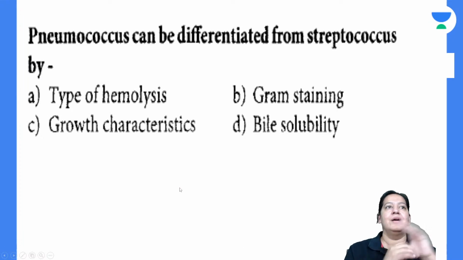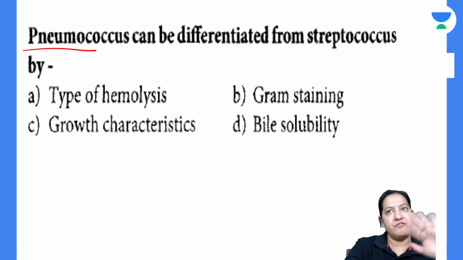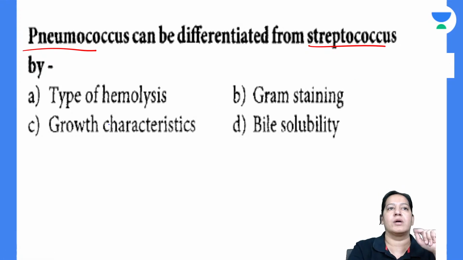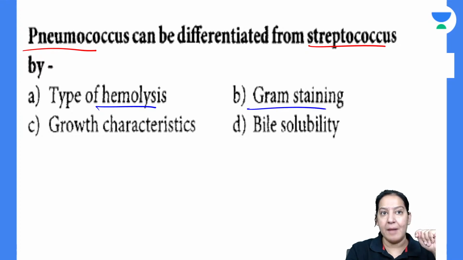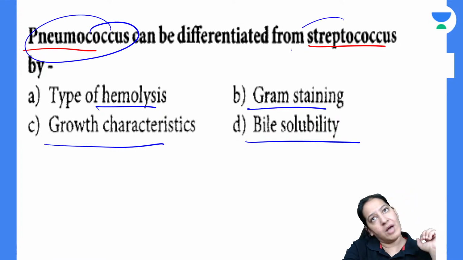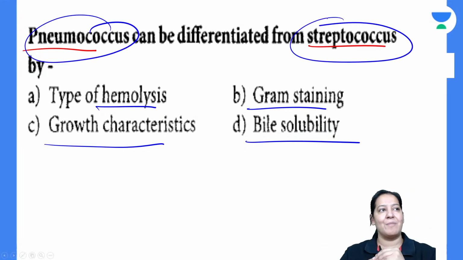So next question. Pneumococcus can be differentiated from all other streptococcus by which of the following tests? Type of hemolysis, gram staining, growth characteristics, or bile solubility. Name one test which differentiates pneumococcus from all other streptococcus. Pneumococcus is also streptococcus, na? Yes, Samir, absolutely right. The correct answer here is bile solubility.